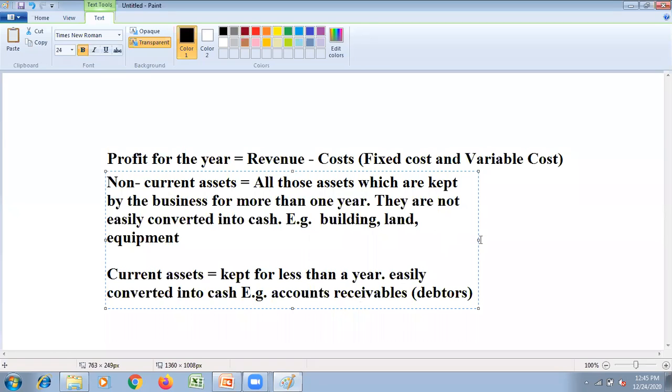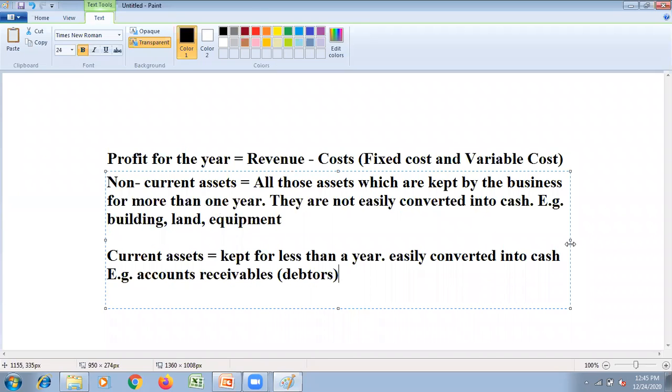That is why you can easily convert them into cash because after a month you will get it, or even if you offer a cash discount to the debtors. Like for example they are supposed to pay after 2 months the amount equal to the value of the goods they actually bought, right? So you offer them a cash discount. You say, all right, you are supposed to pay after 2 months, but if you pay within 1 month, you have to pay less, like a 2% discount will be offered. This is how you can convert debtors into cash quickly. That is why it is part of current assets.